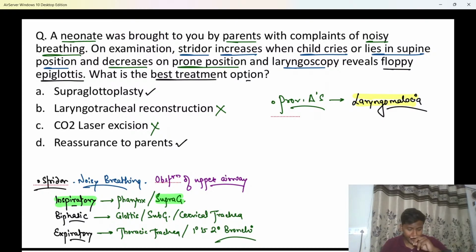Hopefully it is very clear, right? The child is a neonate, beta, and I told you this condition is self-limiting until 2 years of age. It will resolve by itself within 2 years. So here the answer should be option D, very good, reassurance to parents. If they had said the child is 3 years old, then obviously my answer would have been option A, but as the child is less than 2 years of age, my answer has to be option D, reassurance. Okay, very good.